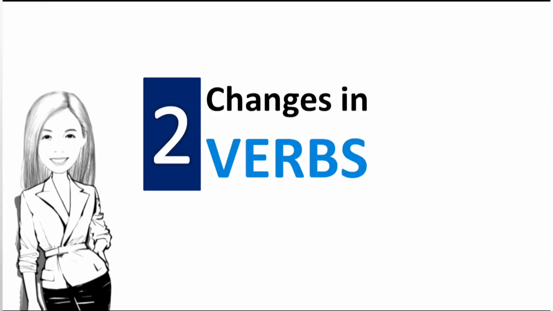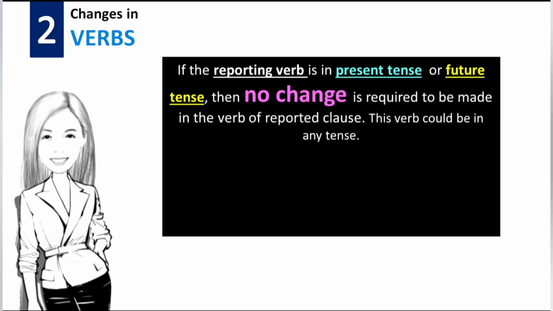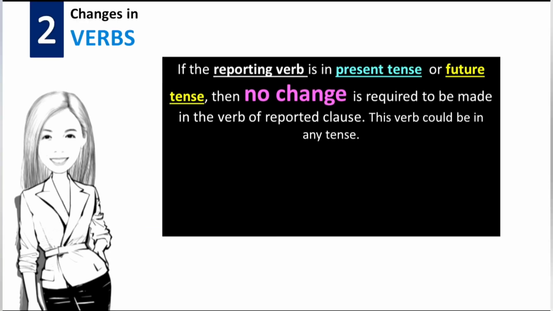Rule number 2, changes in verbs. Let's talk first about the changes in the tenses of verbs. If the reporting verb is in present tense or future tense, then no change is required to be made in the verb of the reported clause. This verb could be in any tense.